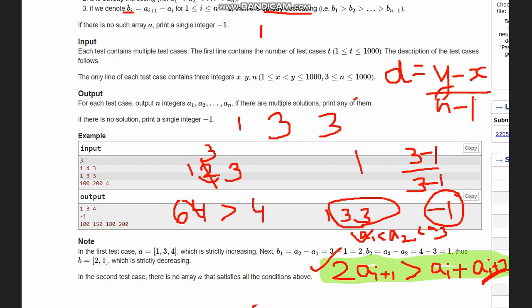So I hope you all understand this solution. It mainly involved the concept of AP.